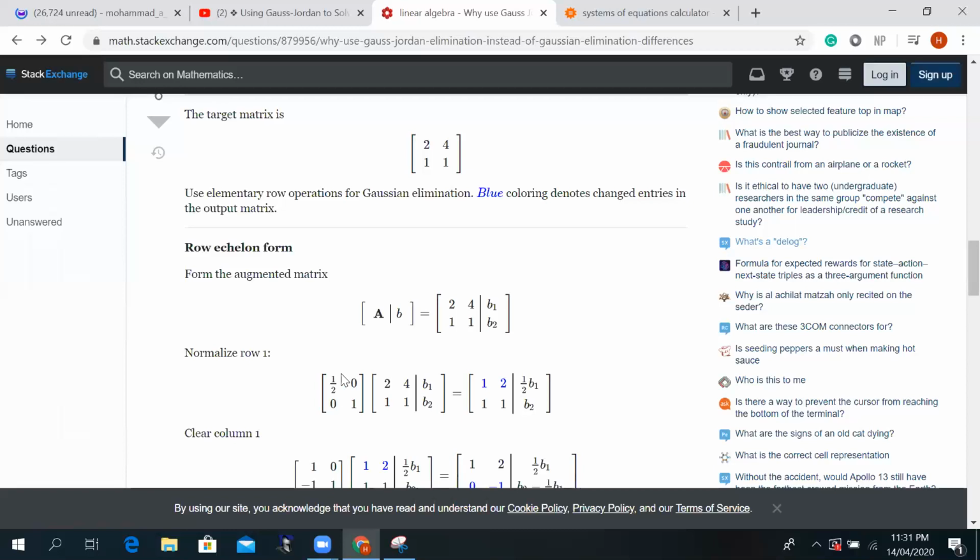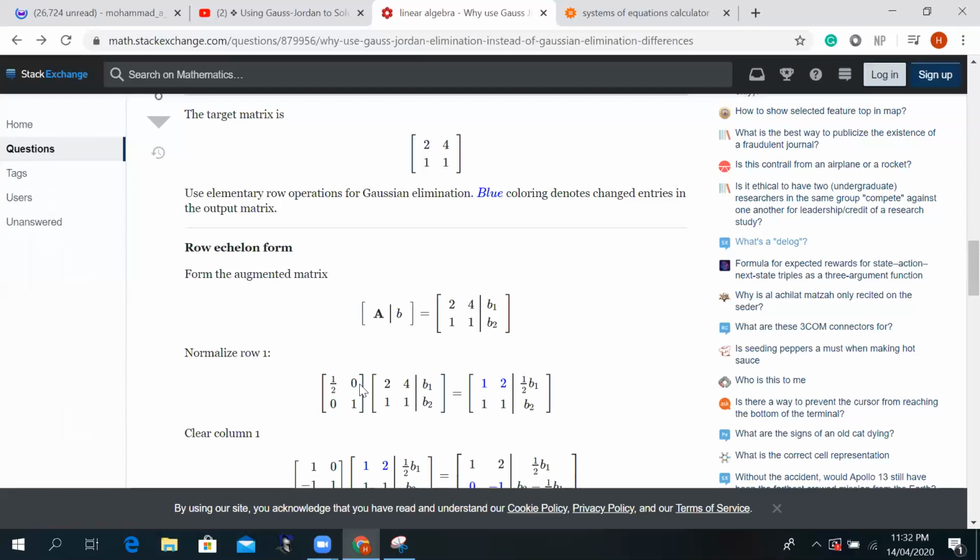You can see very clearly here this is a pre-multiplication. In the first row, 1/2 and 0, this 1/2 will be multiplied with the first row, and 0 will be multiplied with the second row. So the only effect of this 1/2 and 0 on this matrix is to divide the first row by 2. If you do this, you will get 1, 2, and B1 will become 1/2 B1. The second row does not change anything.